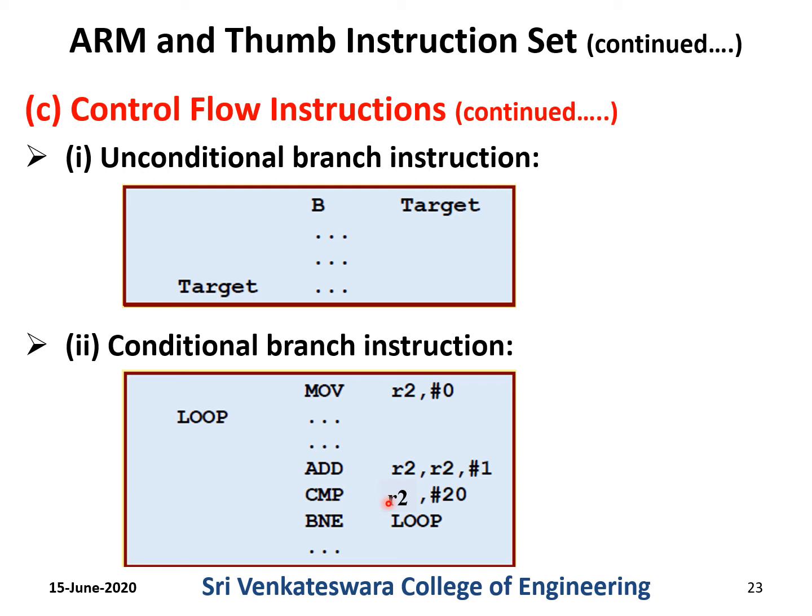We know that the compare instruction subtracts the second operand from the first operand. While doing so, if the result is 0, the zero flag will be set. So in this given example, till R2 equals 20, the zero flag will not be set, so when the BNE instruction is executed, the loop will be continued. Once R2 equals 20, the zero flag will be set by the CMP instruction. When the branch instruction is executed, the zero flag will be 1, so the instruction following BNE will be executed. So it will come out of the loop.